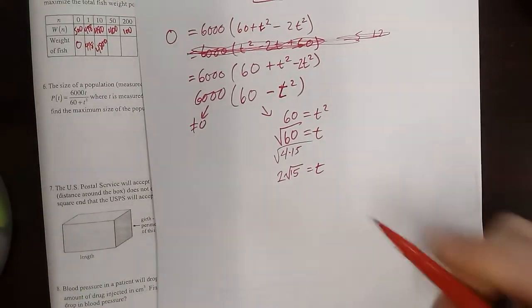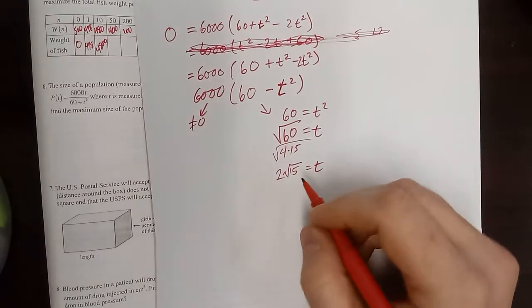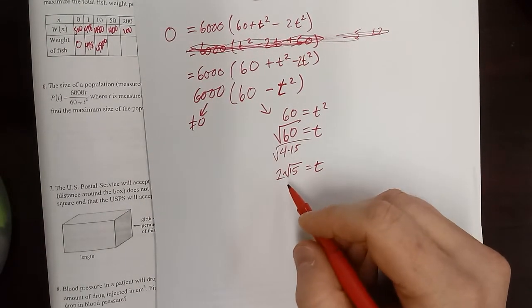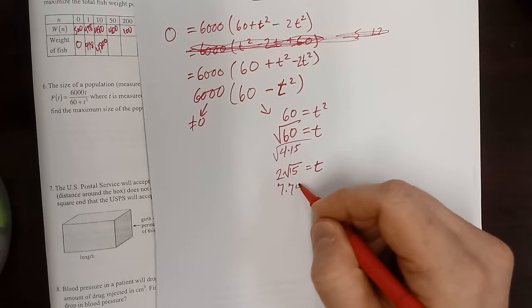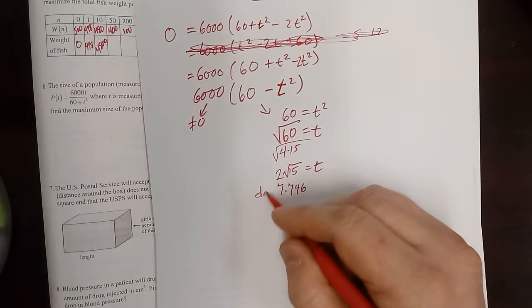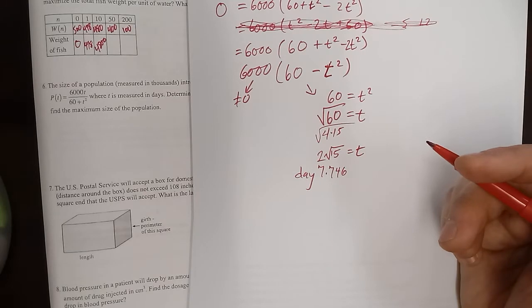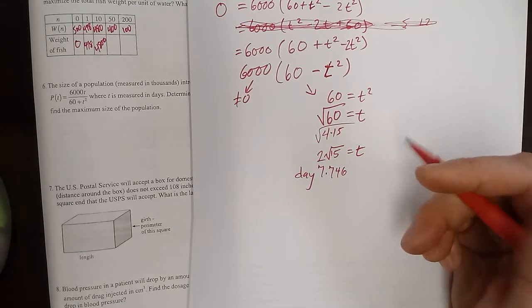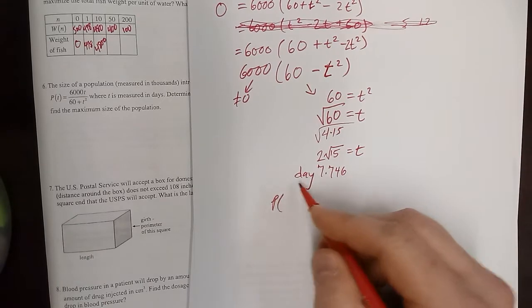So it would happen at day 2 root 15, which by the power of somebody else's calculator, I know that 2 root 15 is 7.746. And so that's the day it would be at a maximum. Then what's the actual population? Well, if I want to know the population, all I got to do is find the population of that.